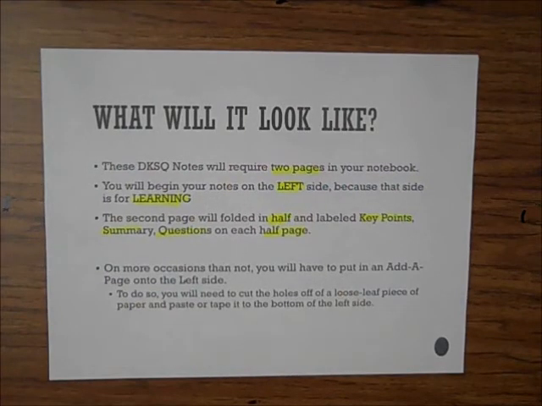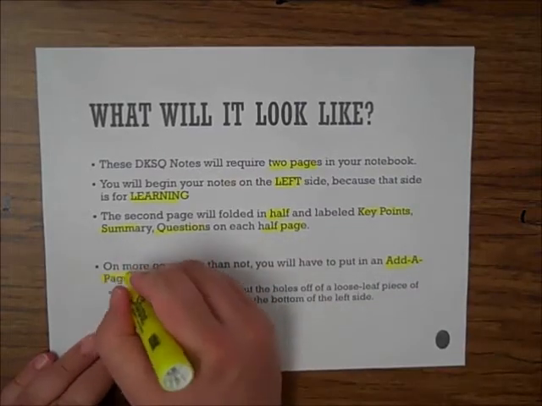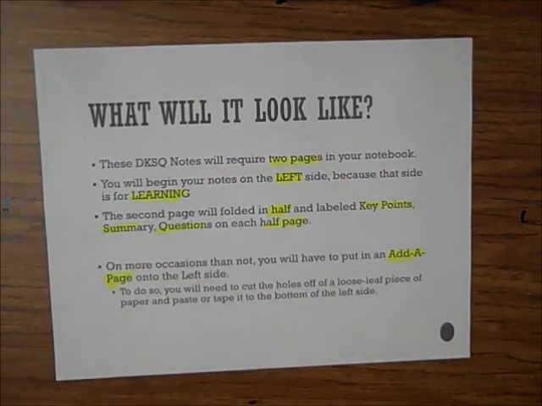On more occasions than not, you will have to add a page onto the left side. To do so, you will need to cut the holes off a loose leaf piece of paper and paste or tape it to the bottom left side. Now let's take a look at what this will look like.